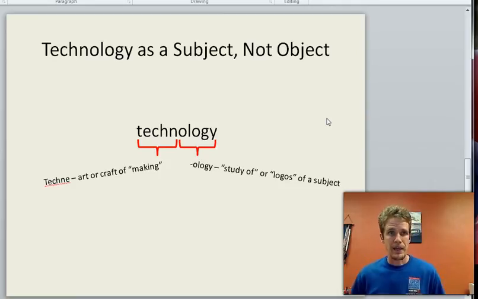What the heck does that mean? Well, let's break down that word technology. If technology can be broken down to its prefix and suffix, then you can break it down into the logos, the study of techne.